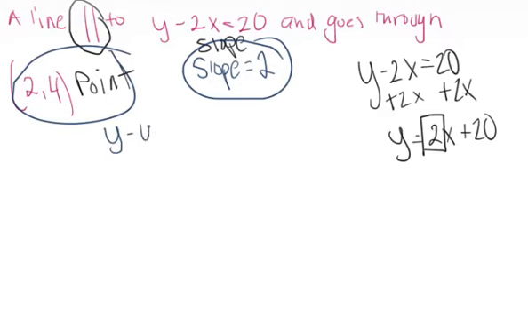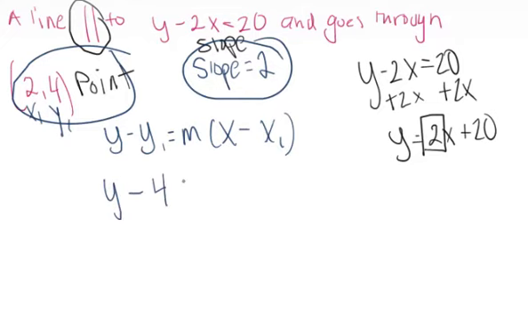That's y minus y1 equals m, and then x minus x1. Alright, so we got our point, this is x1, y1, and we're going to go ahead and plug in. So we get y minus 4 equals 2 times x minus 2.